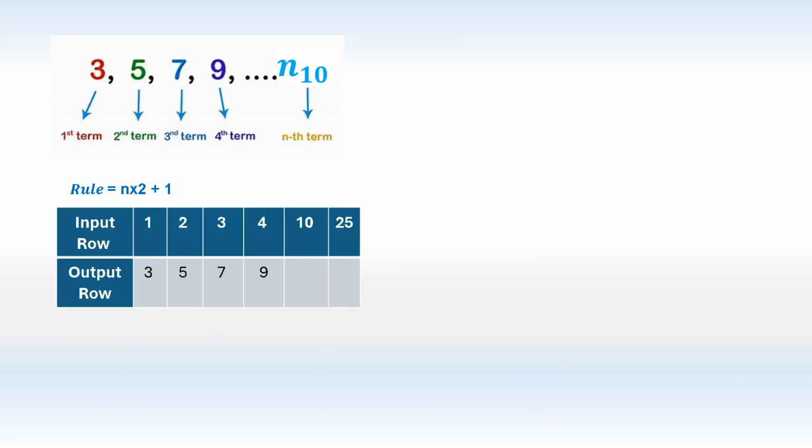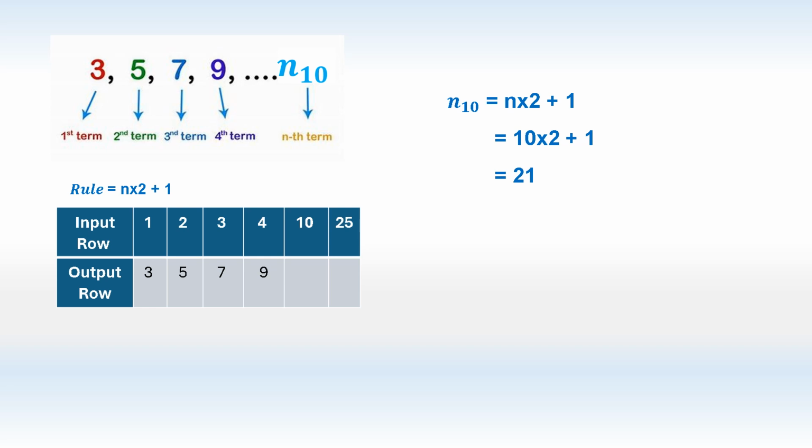Right, let's look at this in a table now. So we have our numbers. The output numbers are the sequence, and the first, second, third, and fourth terms are our input row. It goes at the top of the table. So we're going to look for the 10th term and the 25th term using our rule, n times 2 plus 1. So we're going to do it like this. We're going to say the 10th term. We put our rule in place, n times 2 plus 1. The 10th number times 2 plus 1 gives us 21.